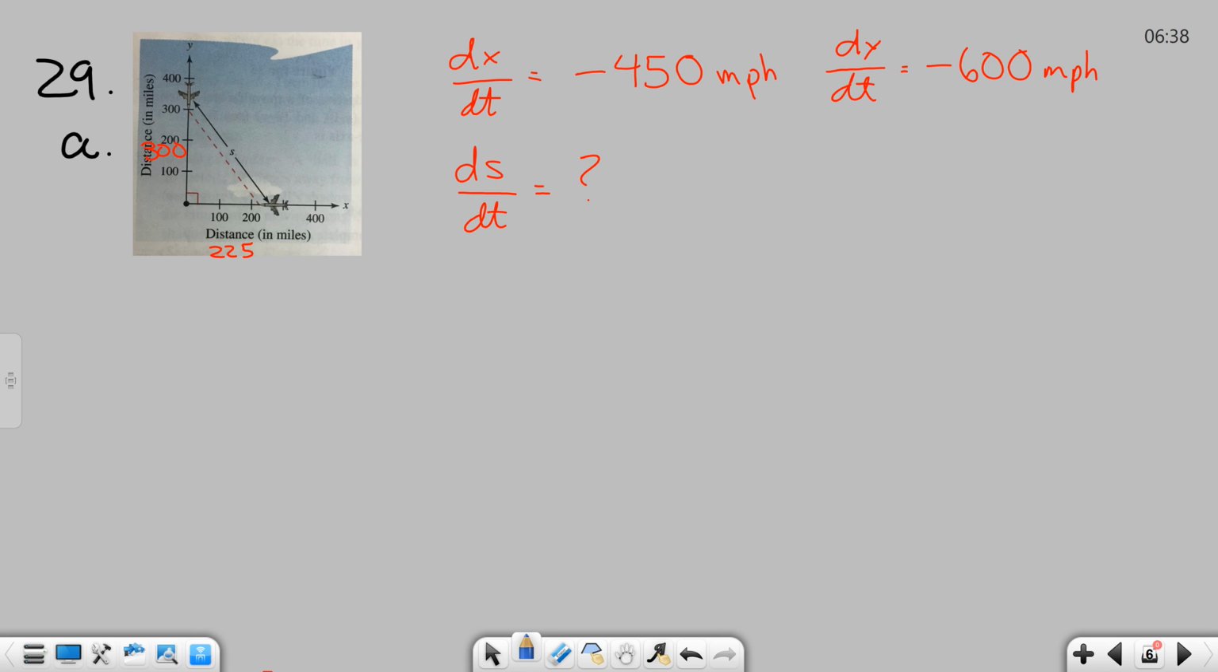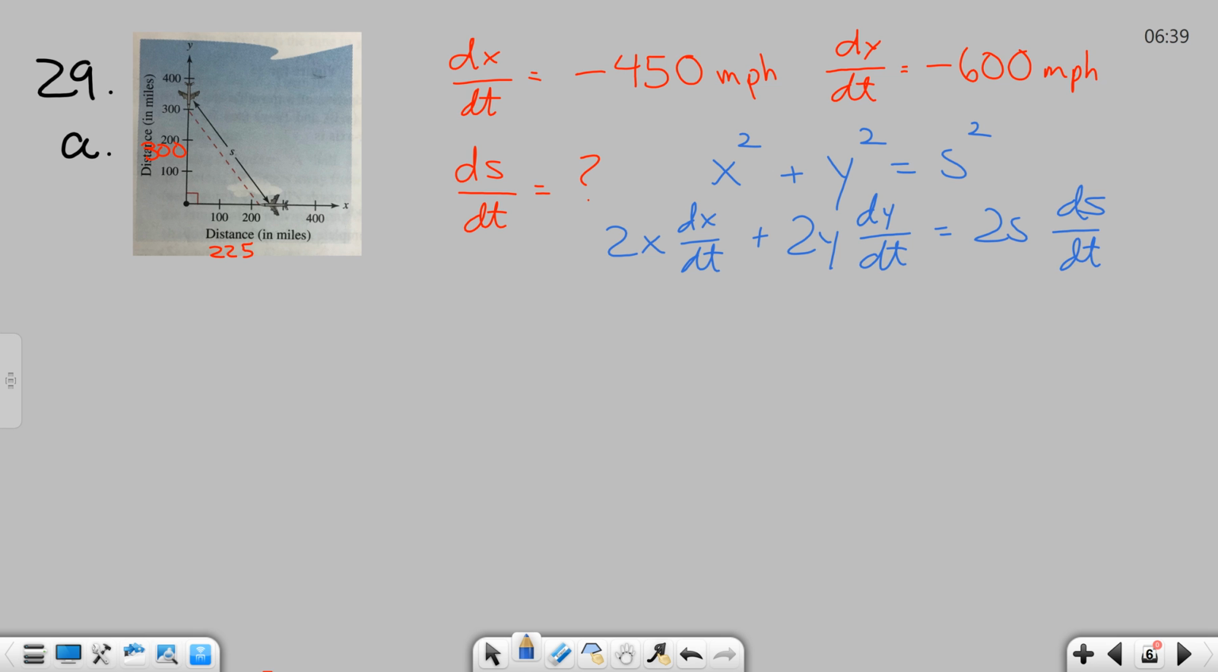We're looking for the rate of change of the distance between the two planes. So this again is a standard Pythagorean theorem problem. x squared plus y squared is equal to s squared. None of those values are fixed, so we're not subbing anything in early like we did on the ladder problem. Take a derivative: 2x dx/dt plus 2y dy/dt is equal to 2s ds/dt.